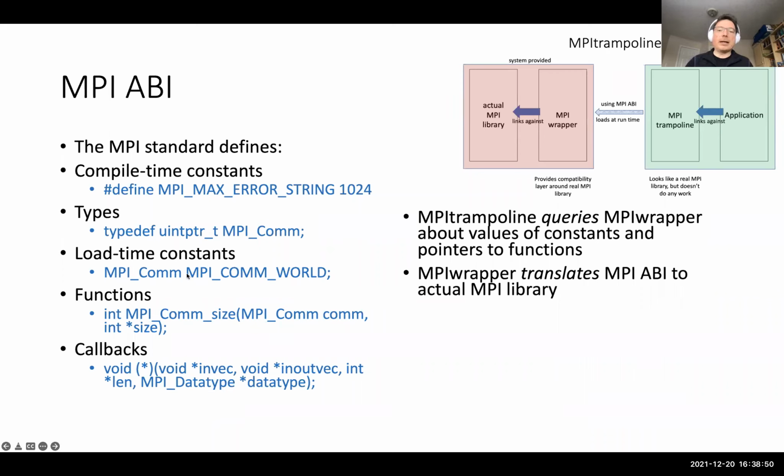One of these is called MPI_COMM_WORLD, the communicator that contains all the processes and allows everybody to talk to each other. MPI also defines certain types. Most importantly, opaque handles such as MPI_Comm, the communicator. It's a big data structure internally.